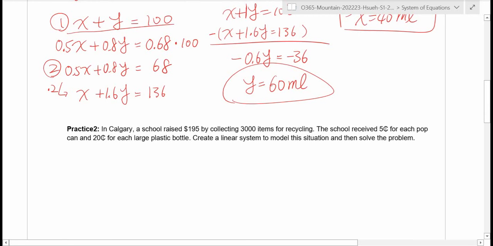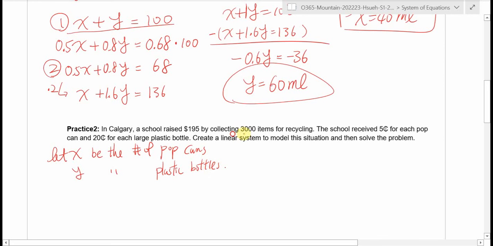Here it says in Calgary, the school raised $195 by collecting 3,000 items for recycling. The school received 5 cents for each pop can and 20 cents for each large plastic bottle. So let x be the number of pop cans and let y be the number of plastic bottles.